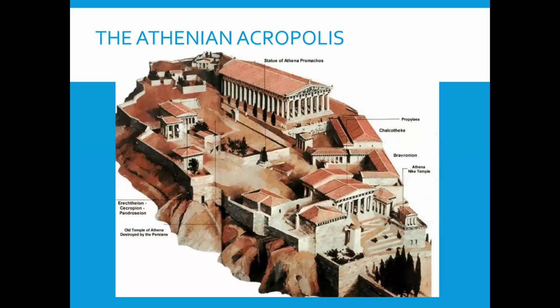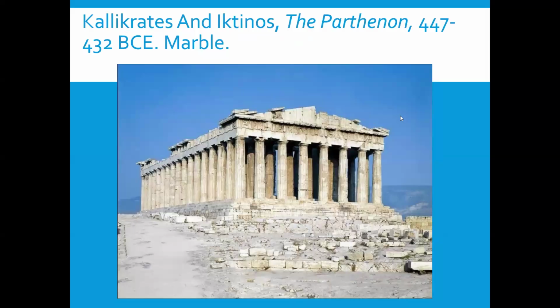Promachos here, and we'll also look at the Erechtheion. So we do have artists or architects here. Callicrates and Iktinos created the Parthenon in 447 to 432 BC.